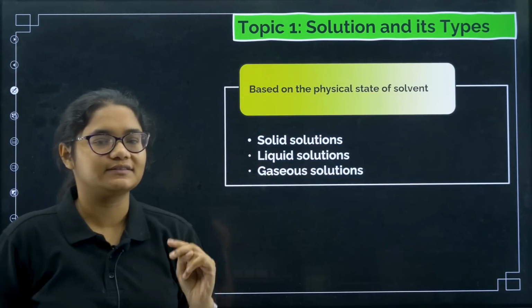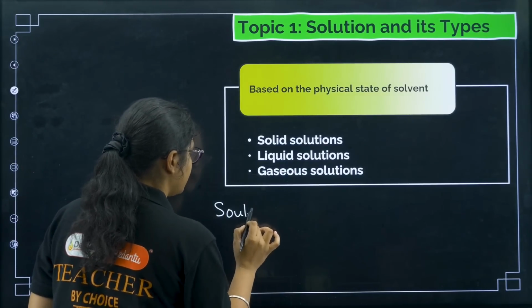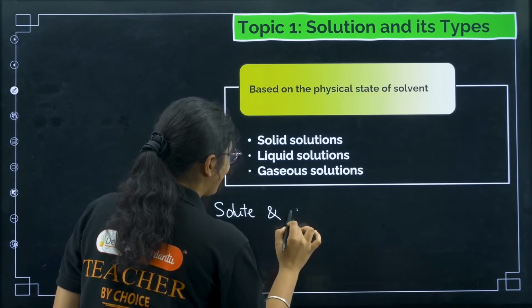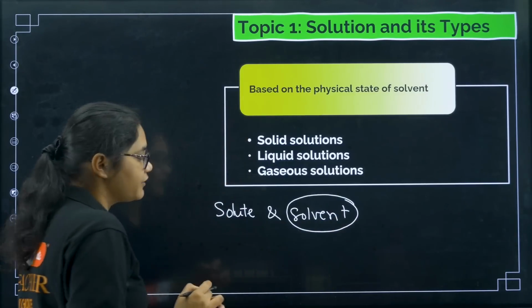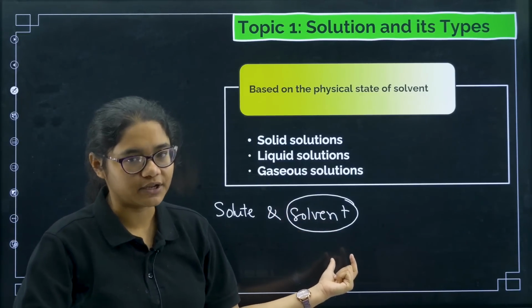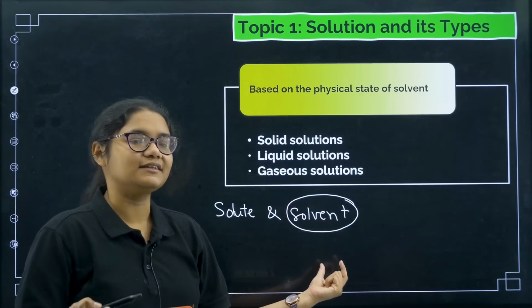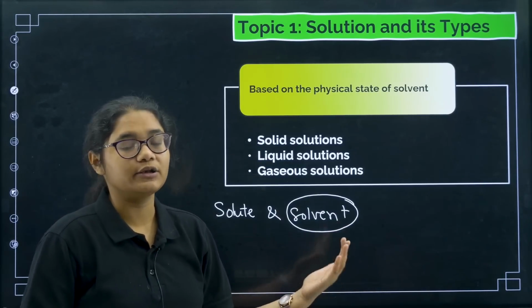Now coming to the first thing, that is solutions and its types. So a solution consists of two things. One is your solute and the other one is your solvent, right? Solute and solvent. The type of solution is based on the phase of the solvent. Means if the solvent is liquid, then it is called a liquid solution. If the solvent is gas, then a gaseous solution. If the solvent is solid, then a solid solution.